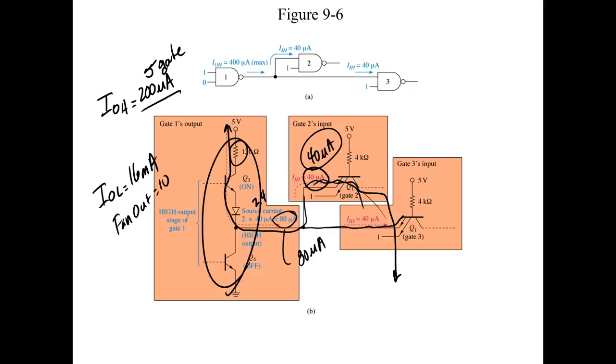Even though it could drive 16 milliamps worth of sink current, it can only do 400 microamps of source current, and you rate it like a chain is rated, by its weakest link, right? Not its strongest link, its weakest link. So we'd say this guy has a fan out of 5. That makes sense? Are you okay?